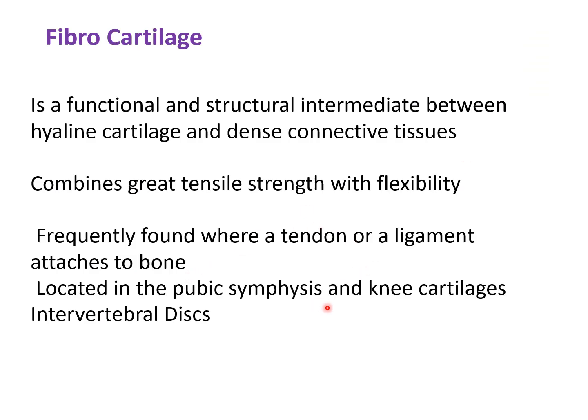The fibrocartilage. Now, the fibrocartilage is a hybrid between dense connective tissue and hyaline cartilage. Dense, regular connective tissue and hyaline cartilage. So wherever you need compression and great tensile strength with flexibility, it is found where a tendon or a ligament attaches to a bone, and it is located in the intervertebral discs, in the pubic symphysis, as well as in the menisci, which we saw in the knee.